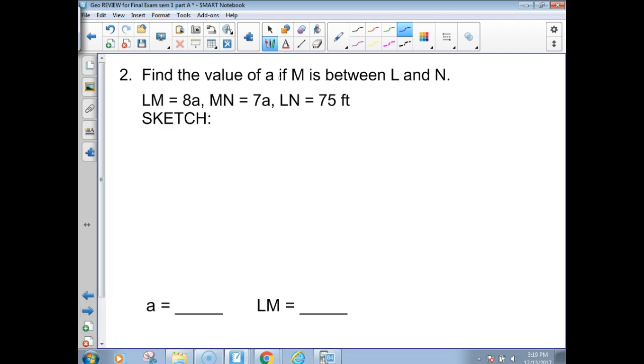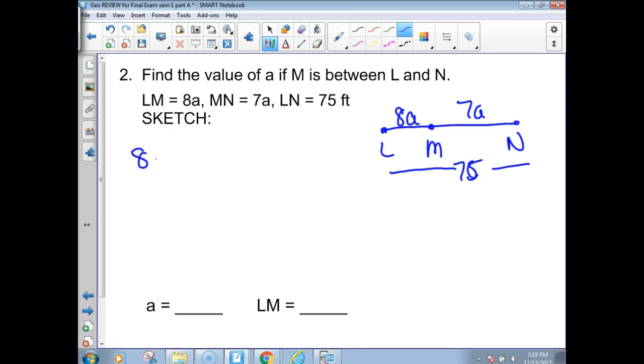Number 2, find the value of m if m is between L and N. L and N would be the endpoints, and M is somewhere between there. You don't know if it's right in the middle or not, so don't assume it. LM is 8a and MN is 7a, and L to N is 75 feet, so that means 8a plus 7a is 75. So you would add and then divide, and a is 5, because 5 times 15 would be 75, yes, 5.